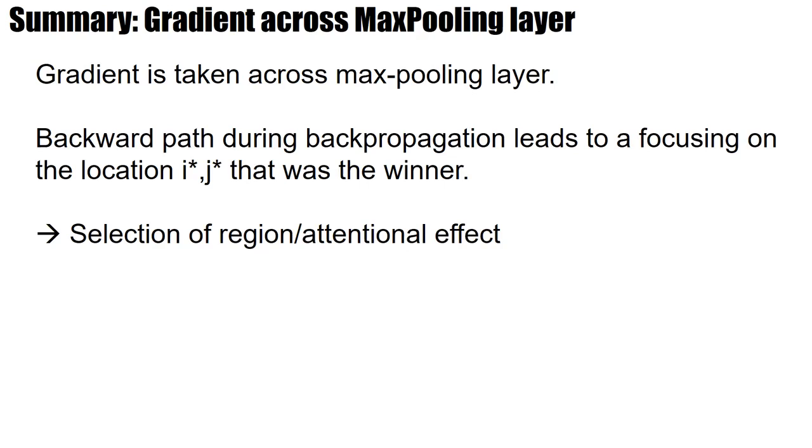So in summary, we can of course take a gradient across a max pooling layer. And what we find is that during the backward pass of backpropagation, the gradient automatically focuses on the location i star, j star that was the winner in that small region over which the pooling was done. And now if you think of doing this over several convolutional layers, what effectively happens is that the region responsible for a certain output is selected, in a sort of attentional effect. So if the output is a house and you wiggle the output house a little bit, then that wiggling means calculating the gradient. It will point down to regions that have been responsible for this assignment house.